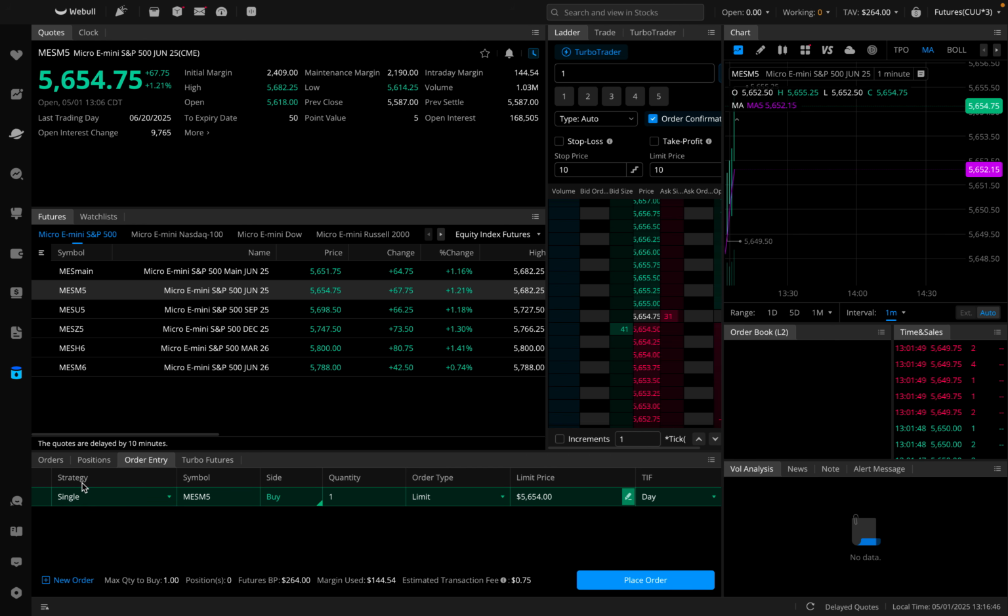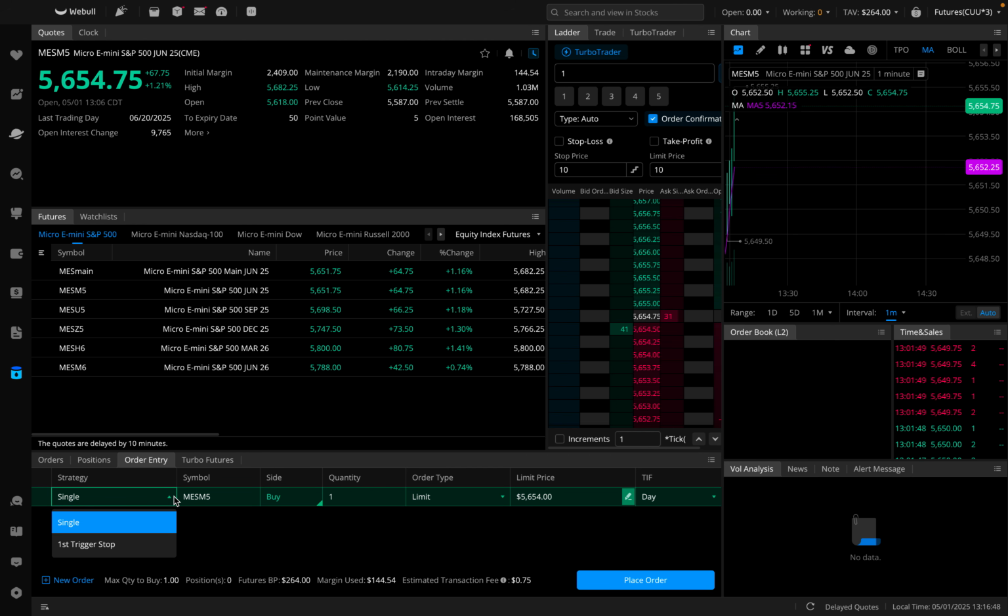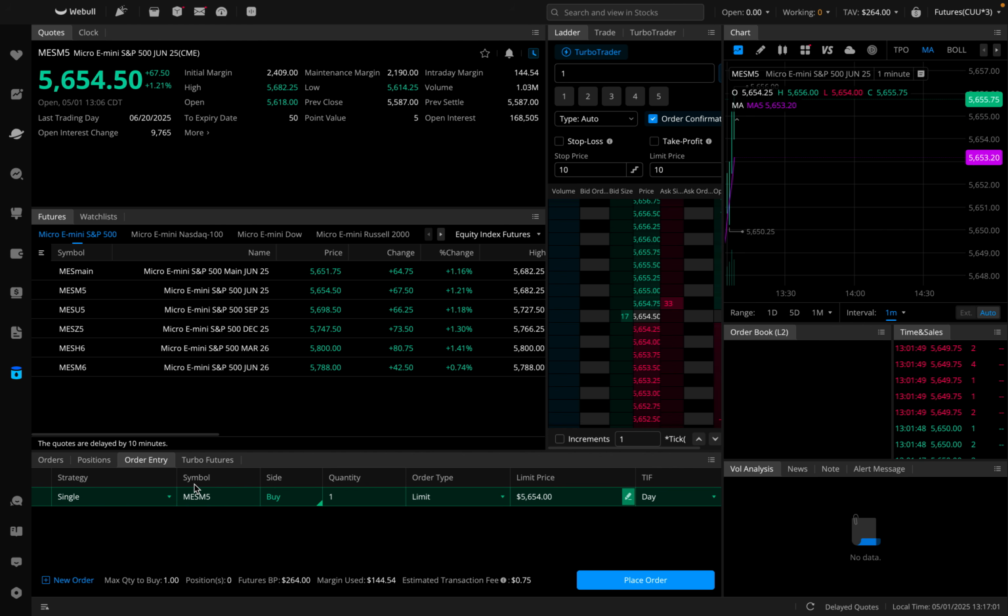So firstly, we have strategy. If I click on this, we have single or we have first trigger stop. I'm not going to get into first trigger stop here. That's an interesting thing to know and learn though. We'll just keep this as single. Next, we have the symbol. So what are we trading? We're trading MESM5. So again, the micro E-mini S&P 500 expiring June of 2025.